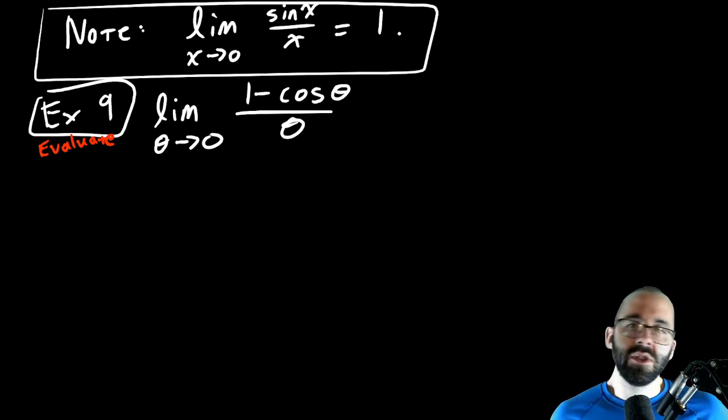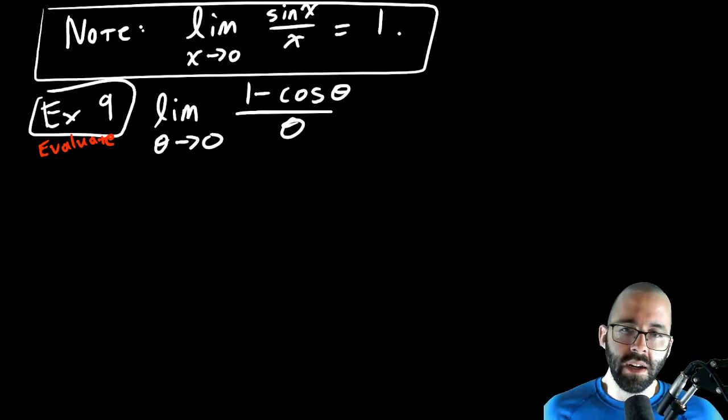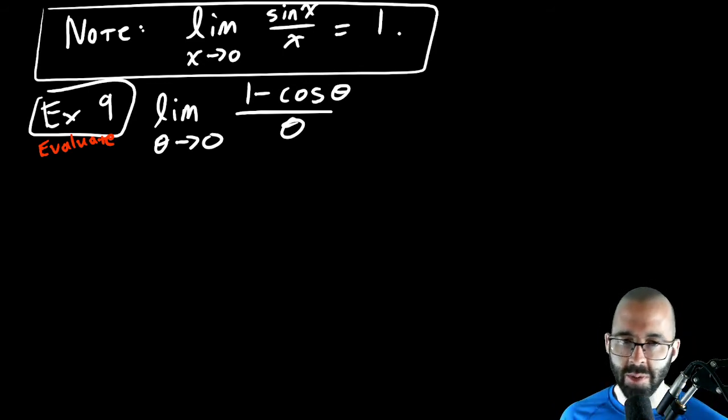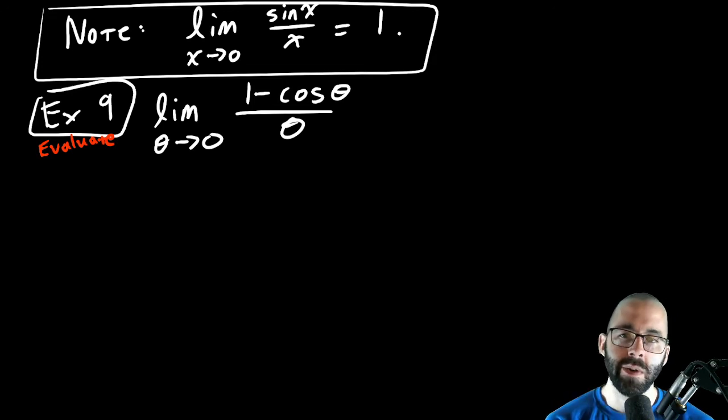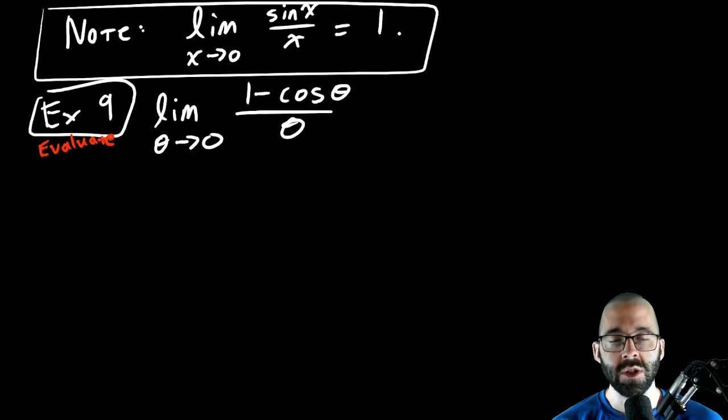Well, direct substitution doesn't work here. Even if we assumed that cosine is continuous, which it is. We'll talk more about continuity in the next section. We can't plug in 0. Cosine of 0 is positive 1. So the top would be 0 and the bottom would be 0. Can't plug in 0. We're going to use some more tricks to evaluate limits.